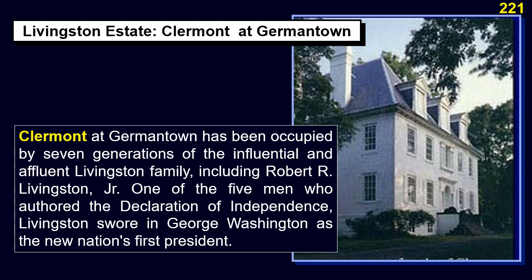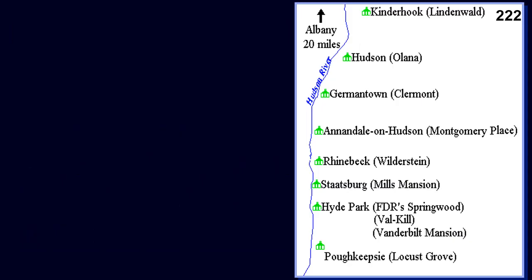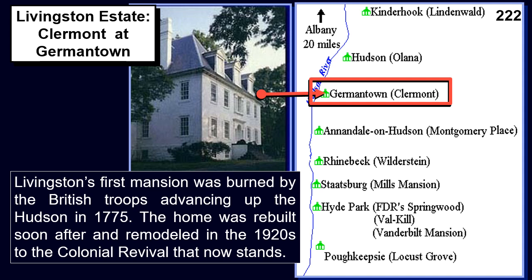Livingston swore in George Washington as the new nation's first president. Livingston's first mansion was burned by the British troops advancing up the Hudson in 1775. The home was rebuilt soon after and remodeled in the 1920s to the colonial revival that now stands.